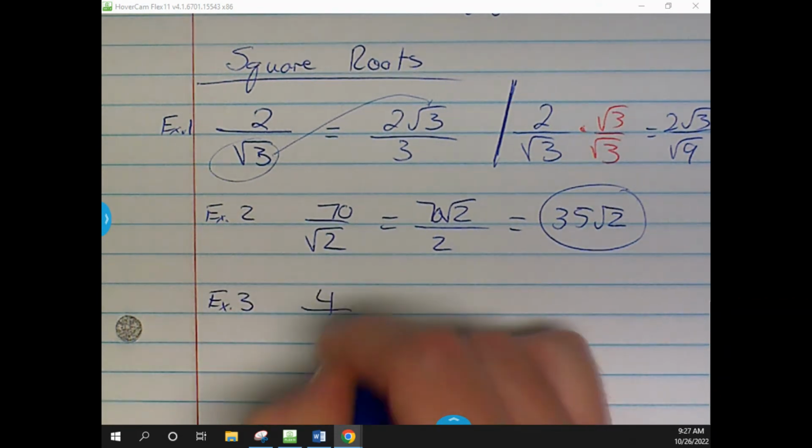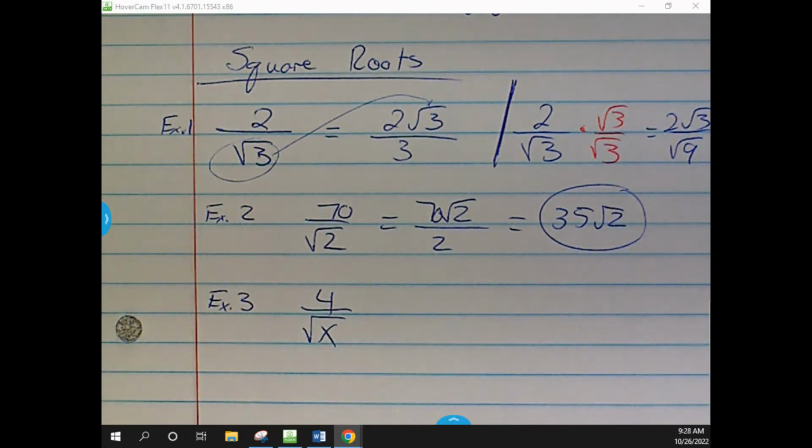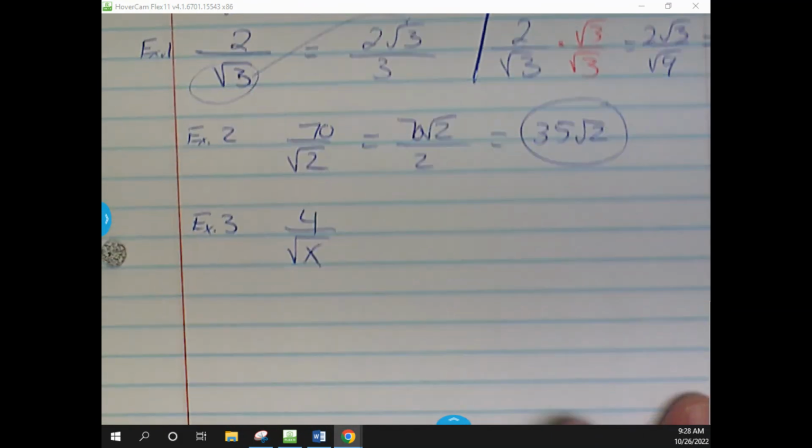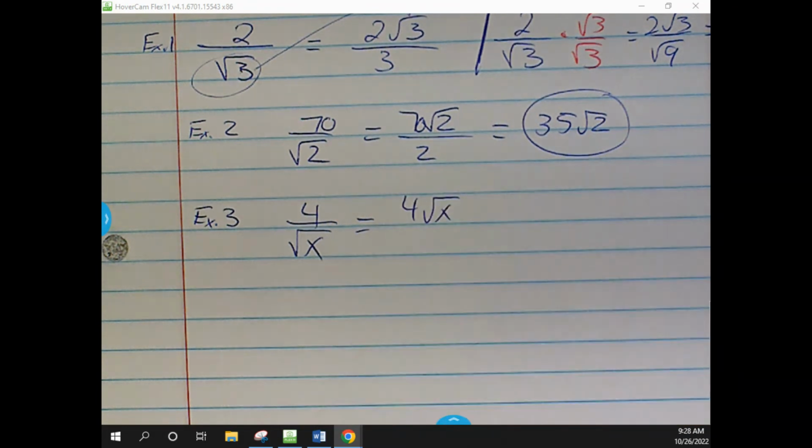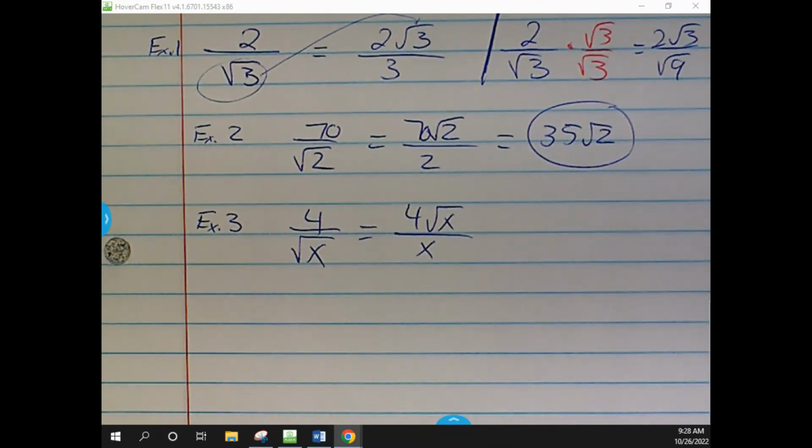Even if it's an x or something like that, if it was 4 over the square root of x, it would still work the same way. You would take that square root of x off the bottom, move it to the top, and the bottom would just wind up being an x. Okay, so that's rationalizing. We just got finished doing that with trig about a week ago, so hopefully that's still kind of fresh in your mind, along with the shortcuts we could do for those.